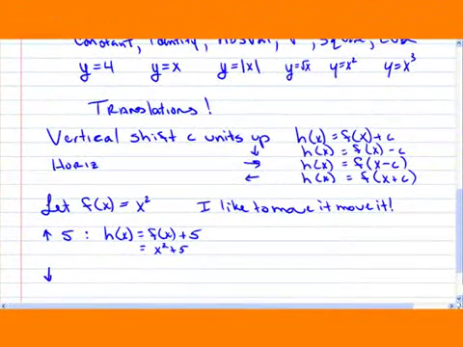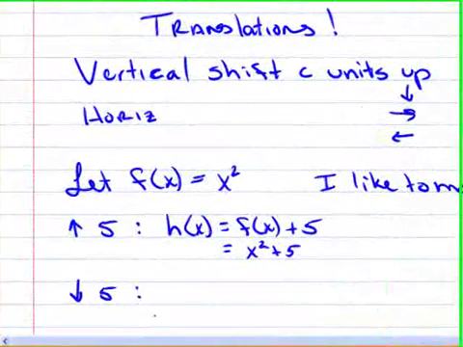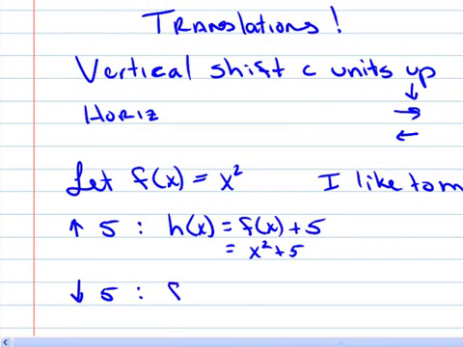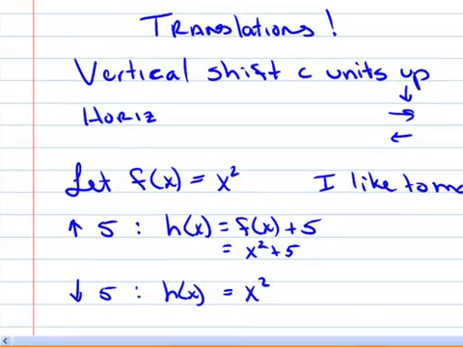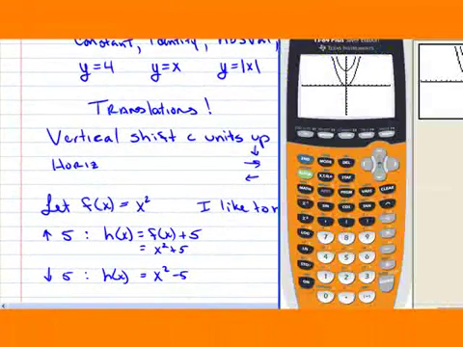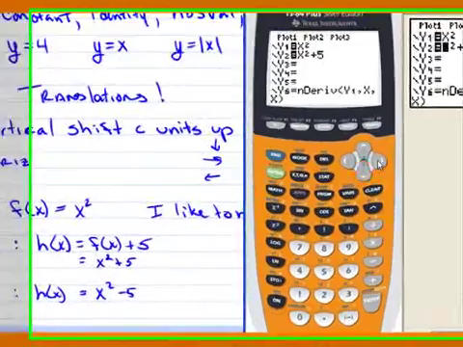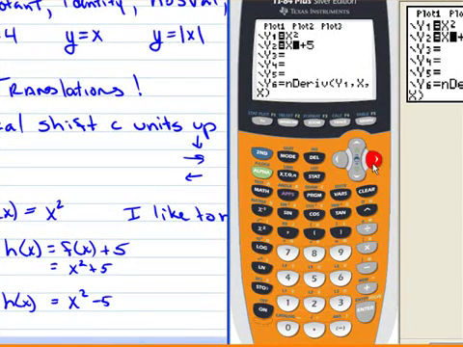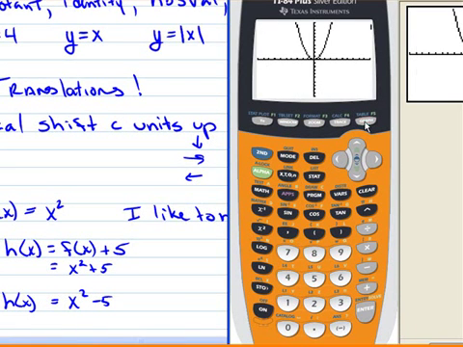Let's move it down 5. That is going to be f of x minus 5. So let's graph that, and all I have to do is change that plus to a minus, and that would give me x squared minus 5. And there's x squared, and there it is, having been moved down 5. It looks like an evil smile, kind of.